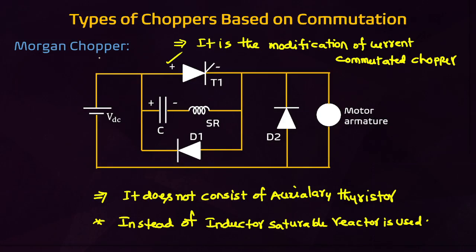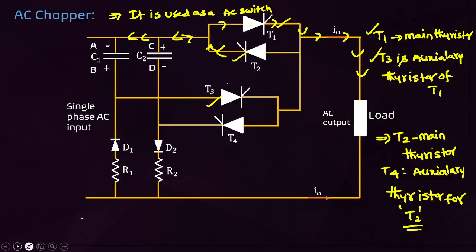Next, Morgan chopper. In Morgan chopper, current commutation is used. Morgan chopper does not consist of an auxiliary thyristor. It consists of only one thyristor. This is one feature of the Morgan chopper. In the remaining choppers there are 2 thyristors, 3, 4 like that. But in the Morgan chopper there is only one thyristor, and it consists of a saturable reactor, students. Very important: in which chopper does a saturable reactor exist? Morgan chopper consists of the saturable reactor. Instead of an inductor, a saturable reactor is used.